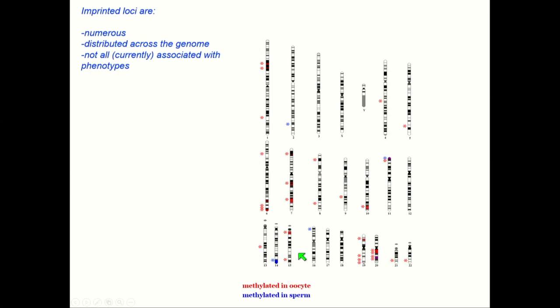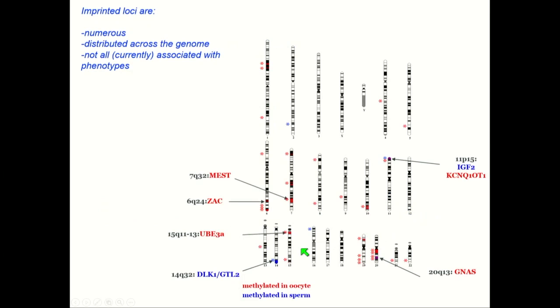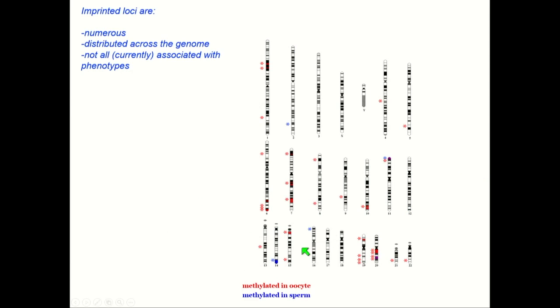Imprinted loci, these parts of the genome, they're numerous. Sorry about that. They're distributed across the genome. There we are. So I've just put on stars on here, indicating these imprints. These are methylation marks that derive from mother. The blue ones are imprinting marks deriving from father.